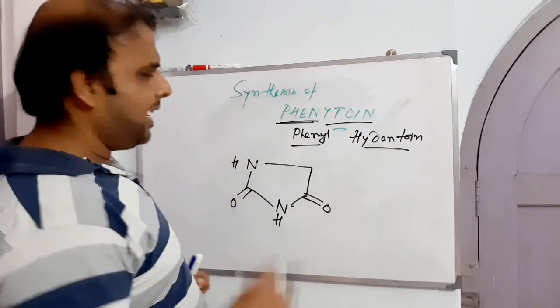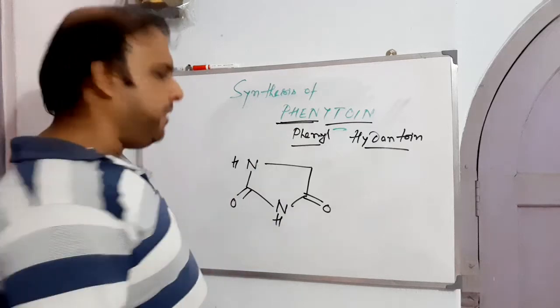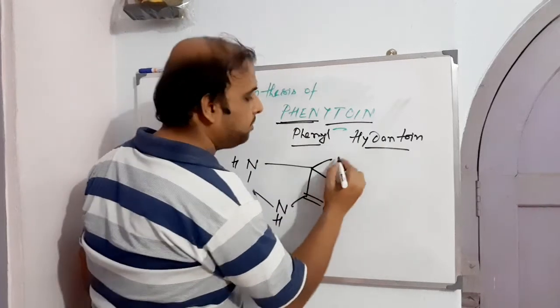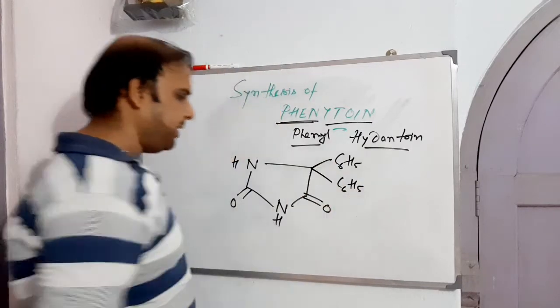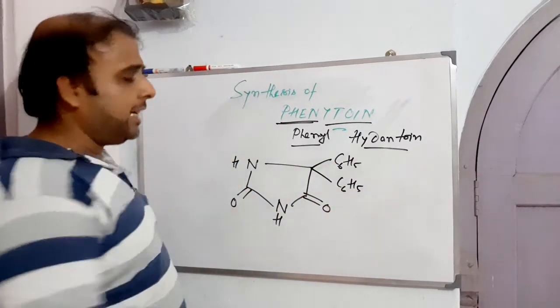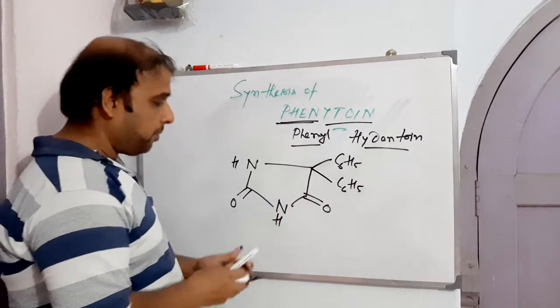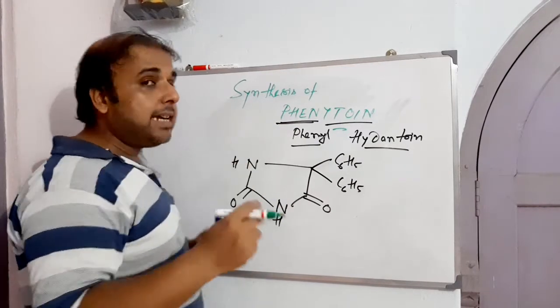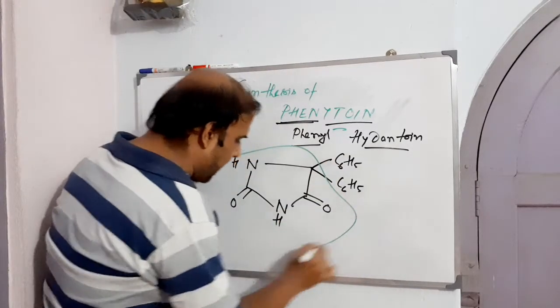Here the extra thing that you need to remember is that phenytoin possesses two phenyls placed at position 5. So here we have to put C6H5, here we have to put C6H5. Now this has become what? Phenytoin, right? So this is hydantoin. Hydantoin is basically imidazolidine-2,4-dione.